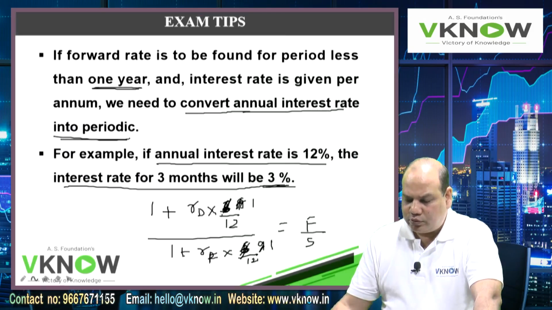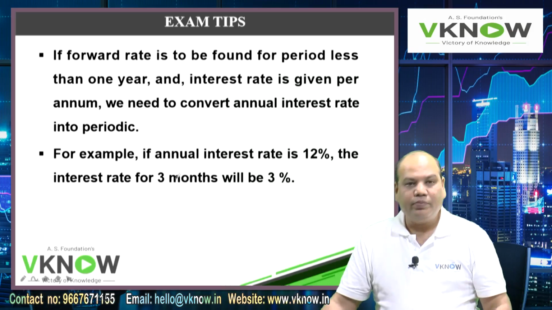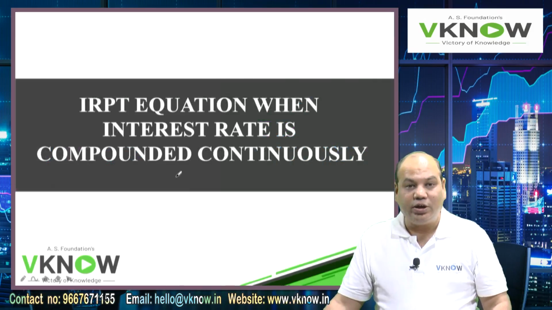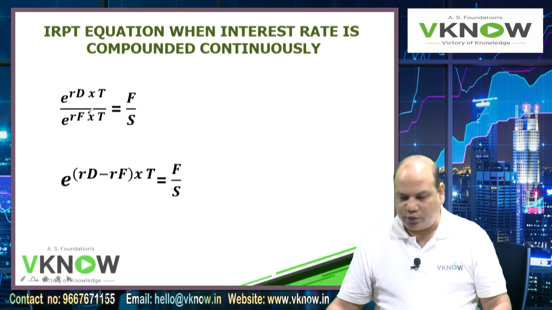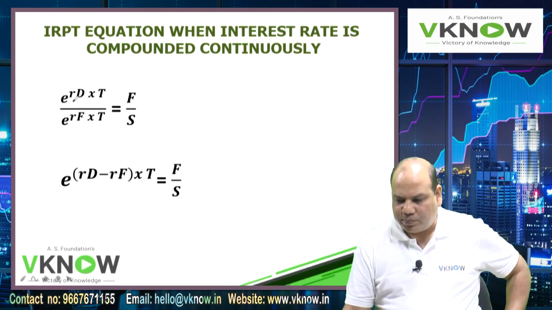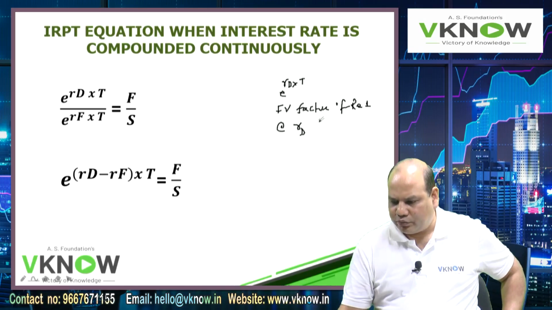This formula we will use when interest rate is not compounded continuously. The formula printed in the previous page, if the interest rate is compounded continuously, then the formula will become e to the power rd into t. This e to the power rd into t means the future value factor of rupee 1 at rate of interest rd for time t.